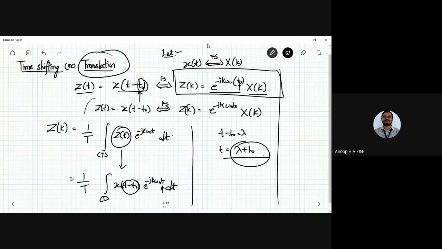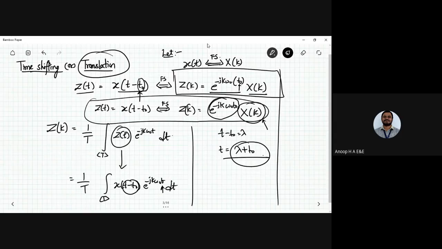So z of t is x of t minus t naught. If you take its Fourier series, that is z of k, which is equal to e power minus j into k into omega naught into t naught. This is where you need to observe: this is the multiplication property associated with x of k once the time shifting has been done.